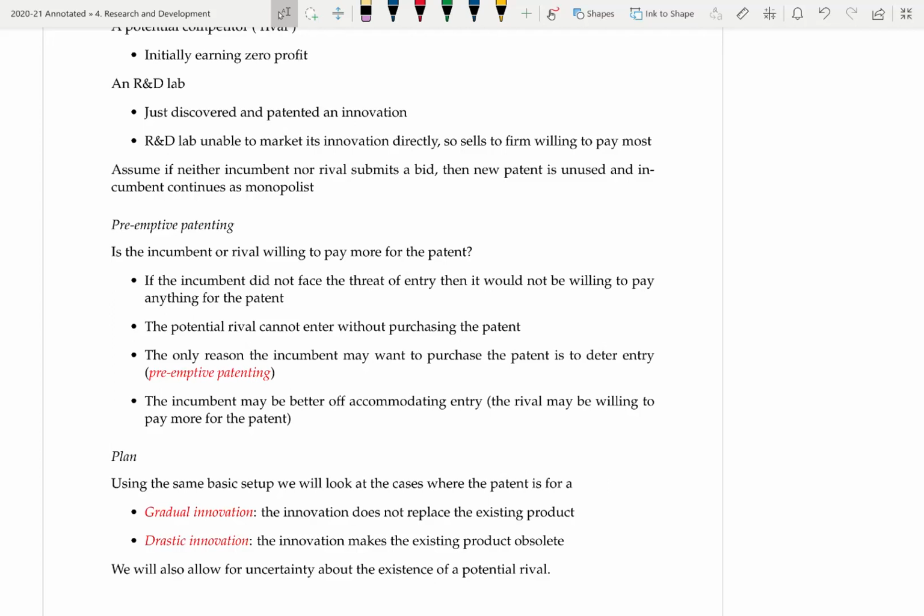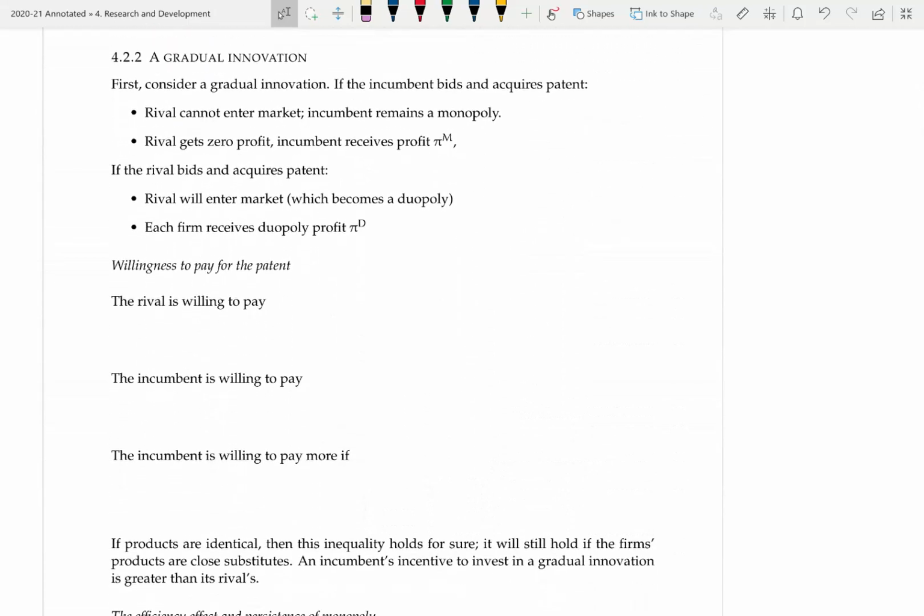We will also look at a drastic innovation. So this is an innovation that makes the existing product obsolete. As an example, CDs largely replaced vinyl. As well as looking at these two different types of innovation, we will also allow for uncertainty about the existence of the potential rival. But to begin with, we'll start with a model with gradual innovation and certainty. So let's consider the case of a gradual innovation.